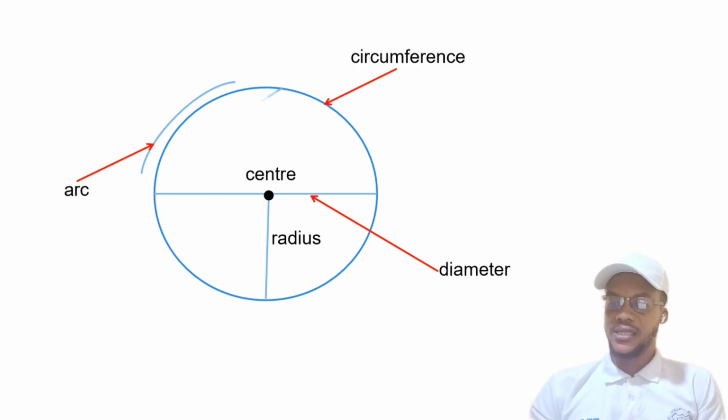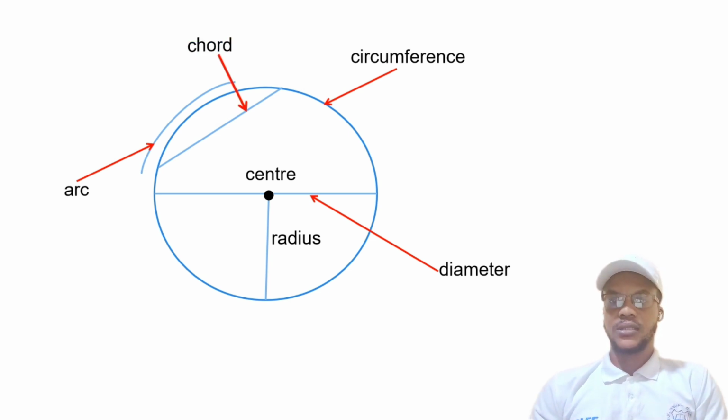Okay, yes, and then let's look at this line. This line is also called a chord. What exactly is a chord? When you draw a line from one point of the circumference of the circle to another point of the circumference of the circle, that is called what? The chord. That is called the chord.